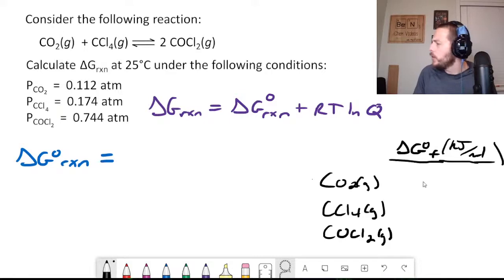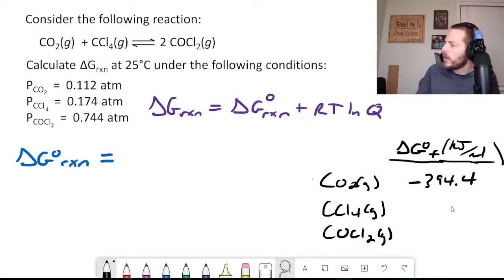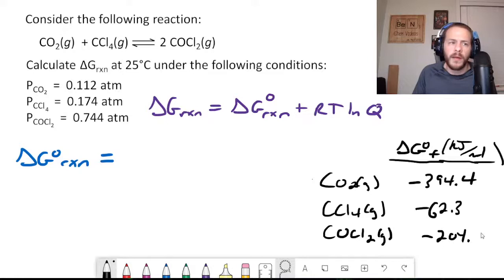For CO2, the value that I found was minus 394.4 kilojoules per mole. For carbon tetrachloride, it's minus 62.3 kilojoules per mole. And for phosgene, it's minus 204.9 kilojoules per mole. We're going to use these tabulated values to get the standard delta G for this reaction, and that'll take care of this term within this larger equation.